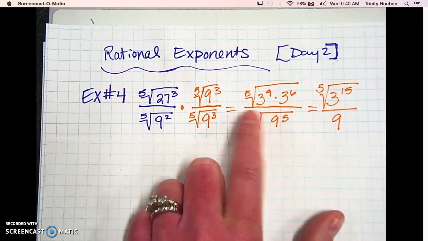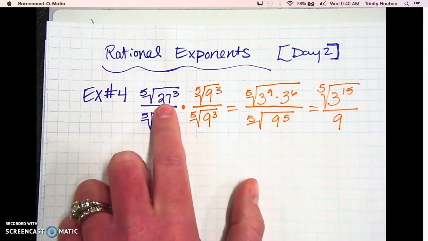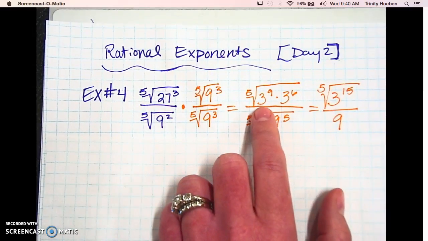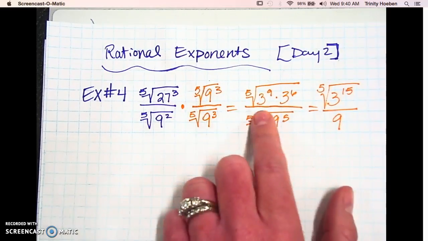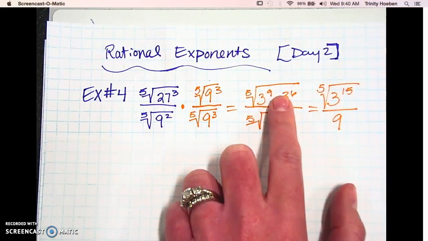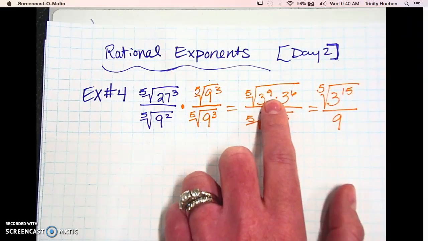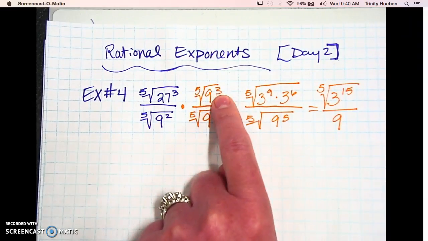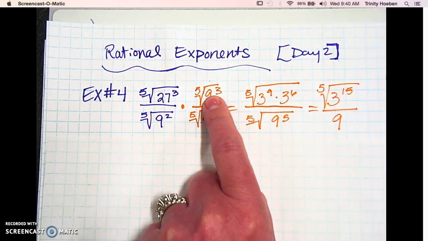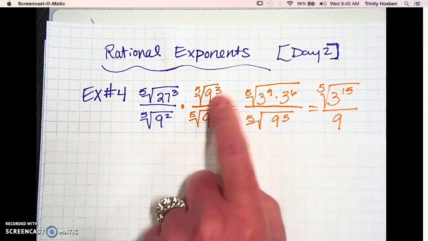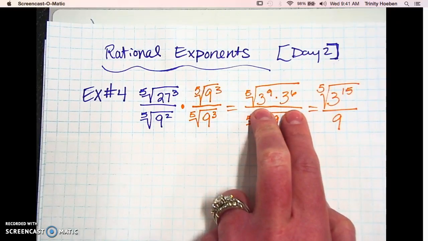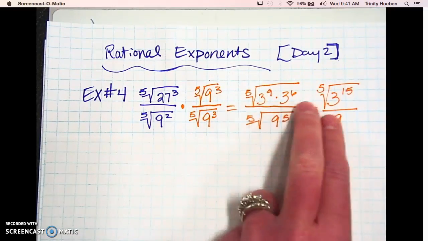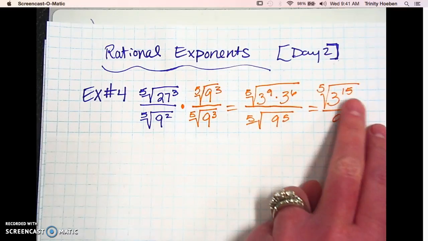In the numerator then, I rewrote the 27 as 3 to the third power, to the third power. So 3 to the third power to the third power is 3 to the ninth power. And then I changed 9 to the third power to 3 squared to the third power. So 3 squared to the third power is 3 to the sixth power. Now I have the same base, so I can add the exponents of 9 and 6 to get 3 to the 15th power.